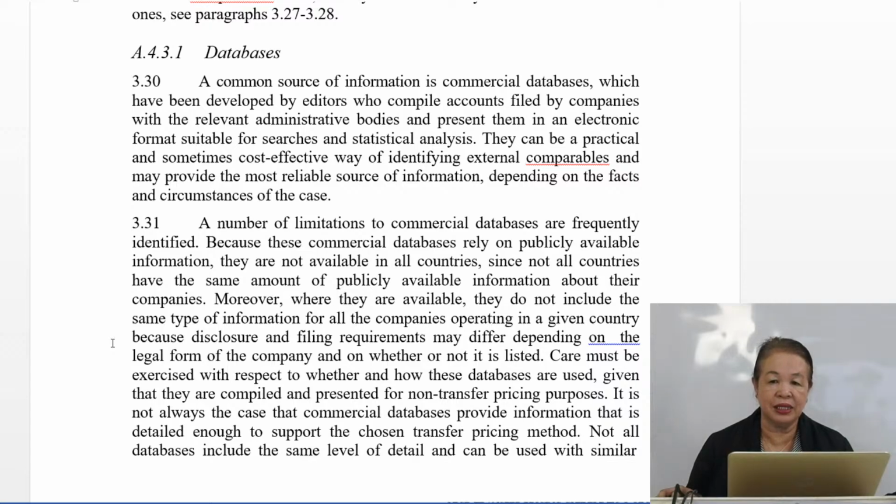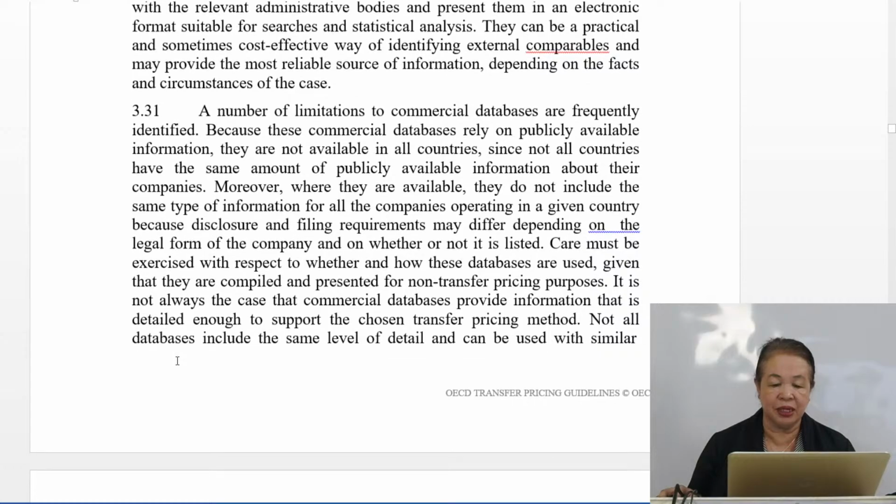Sa mga websites, pwede ka nang kumuha. Pero yung mga private, pahirapan, no? Pahirapan. And then sa ECE ngayon, dapat magbayad ka. Care must be exercised, lalo na ngayon na may Data Privacy Act, no? So hindi nila basta-basta binibigay yung mga information. Care must be exercised with respect to whether and how these databases are used, given that they are compiled and presented for non-transfer pricing purposes.